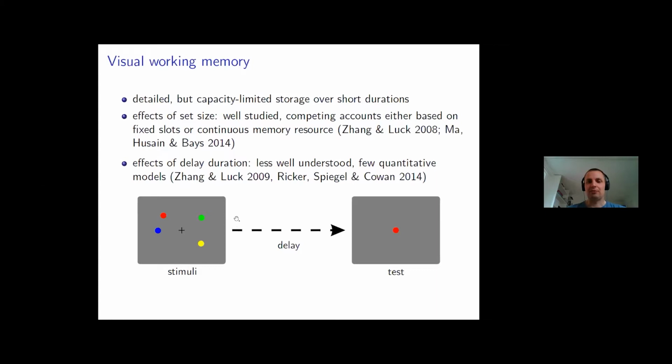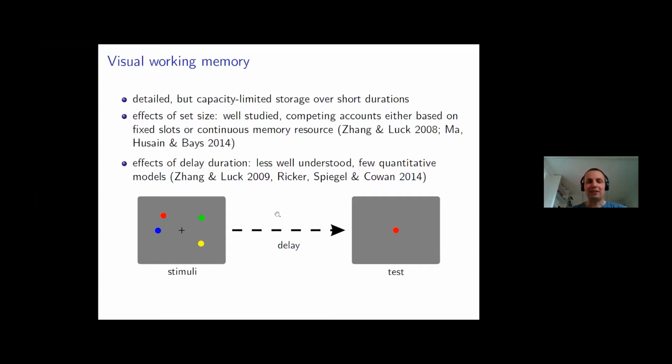And there have been competing accounts based either on fixed slots for working memory items or some continuous memory resource. And of course, the dynamic neural field theory itself also provides one account that is intermediate between fixed memory slots, in that it has fixed memory states in terms of stable activation peaks, but also a continuous memory resource underlying that in the total neural activity in a neural field.